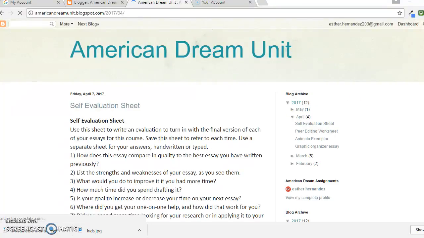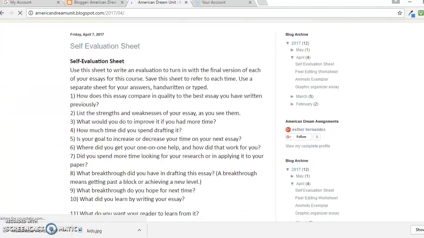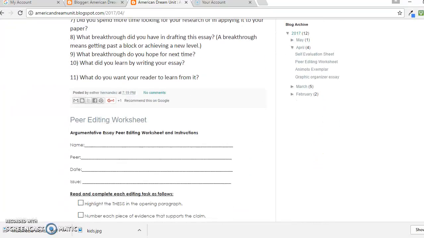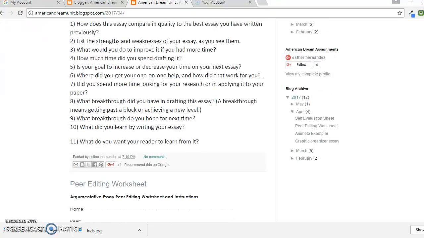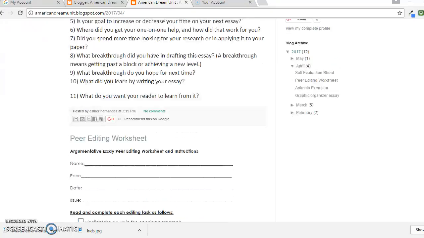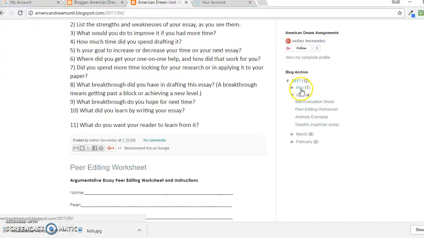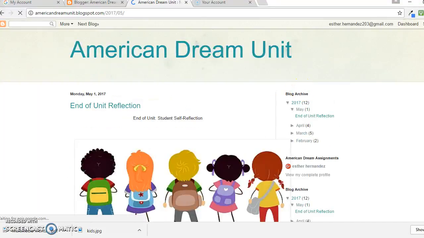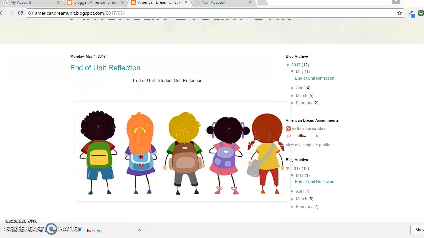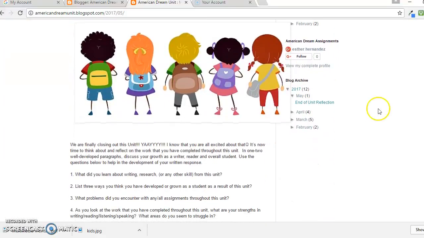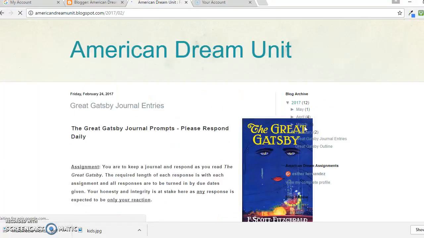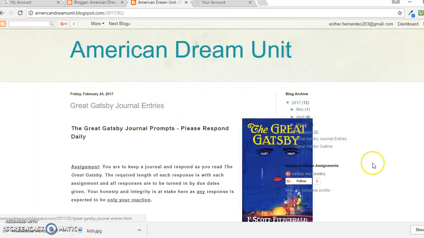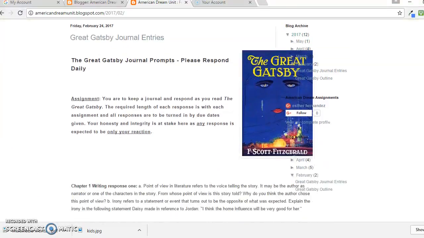We have what was really important for the students, evaluation sheets. So once we start working on our essays, we have student evaluation sheets, we have peer editing sheets, and we have an end of the unit reflection. So again, it goes back to everything being organized for students to access. This really goes back to one of my goals, which was really implementing student work and technology into the assignment.